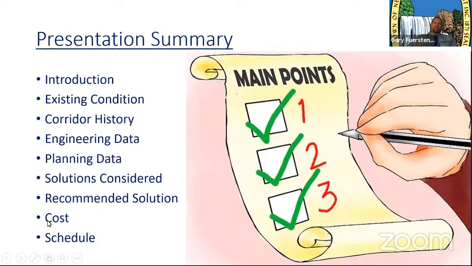In this presentation, I'll be talking about the existing conditions and corridor history. We'll be reviewing engineering data and planning data. We'll discuss 4 solutions that we had considered. We will discuss one solution that is the recommended solution, as well as the cost and schedule associated with that solution.